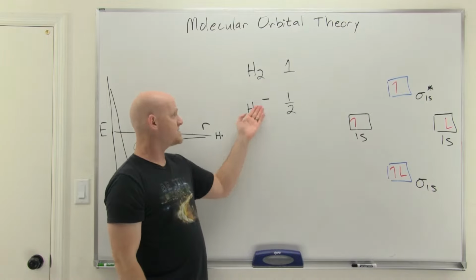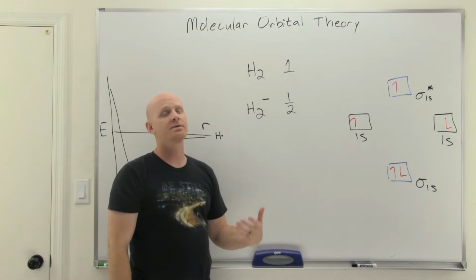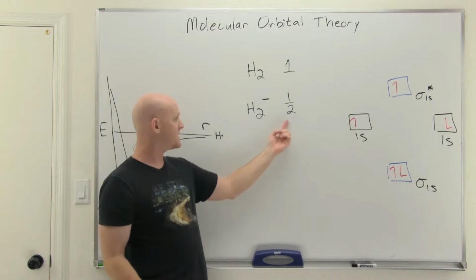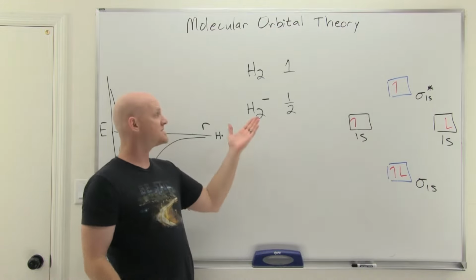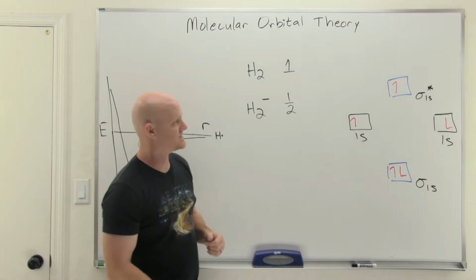Cool. Now it turns out H2 minus still exists. To exist, you've got to have a bond order greater than 0. Well, that is greater than 0. Probably not the most stable thing in the world, but it is greater than 0. And so this species is likely to exist.